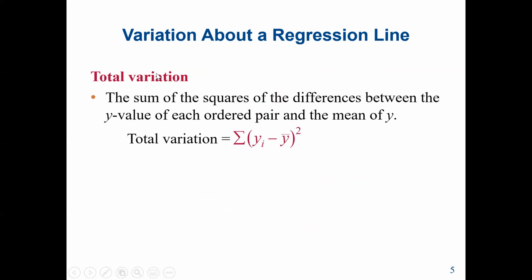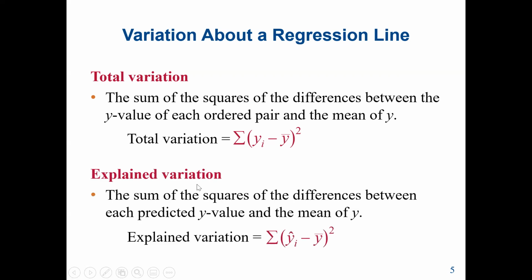So let's start with the total variation first. Here we say the total variation will be the sum of the squares of the differences between the y value of each ordered pair and the mean of y. So the formula of total variation will be the sum of the difference of the y value and the mean, all squared.